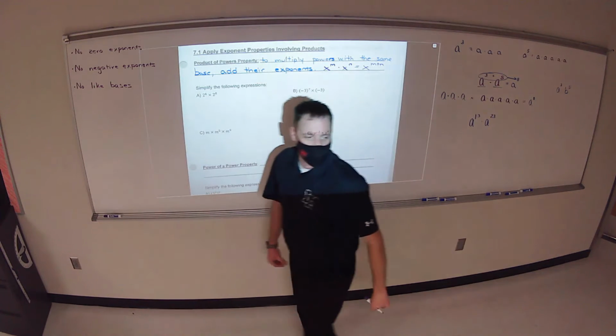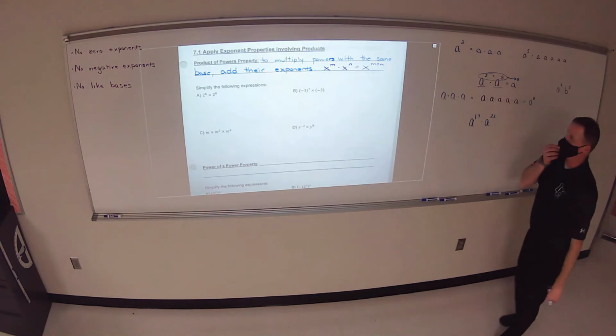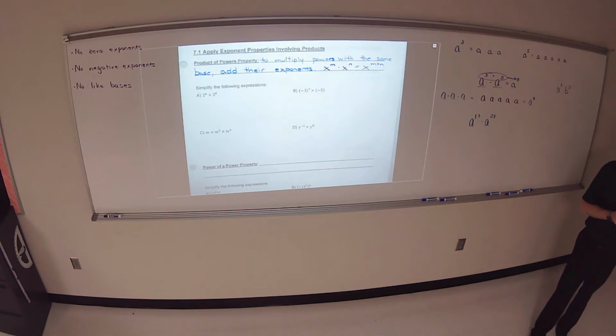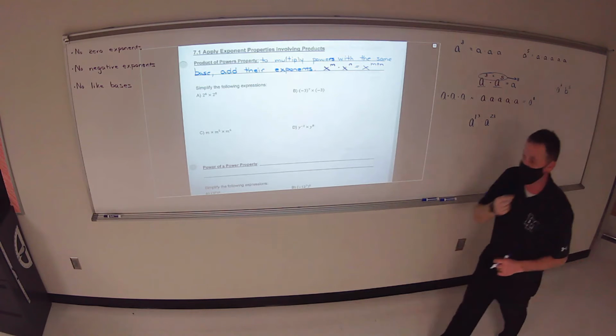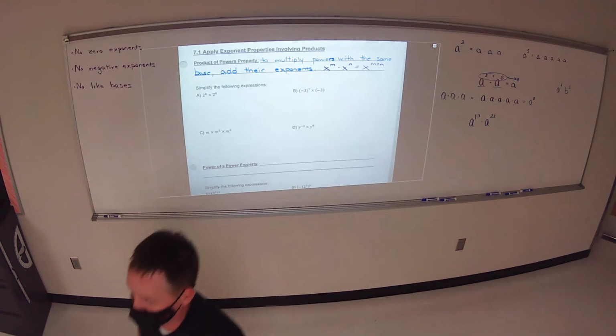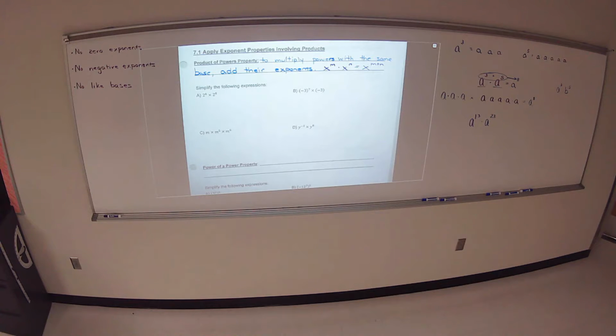And when we say no like bases, ultimately what we're saying is you can only have the same variable show up once in the problem. So I can't be left with 2 a's in a problem. It's not going to be allowed. We need to be able to combine those together. I'm not going to be able to have 2 x's. I'm not going to be able to have 2 y's. Now, can I have an x and a y? Yes, because those are not like bases. Okay? But I'm not allowed to have 2 of the same variable in the final answer.